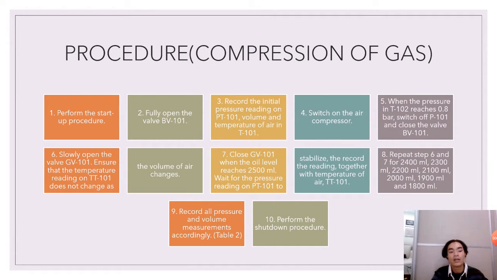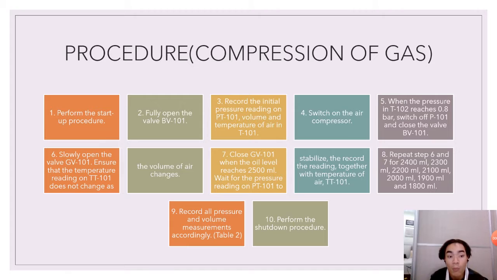Procedure. We have to perform the startup procedure. Then we have to fully open the valve BV101. We have to record the initial pressure. Next, we have to switch on the air compressor. Next, when the pressure in T102 reaches 0.8 bar, we have to switch off P101 and close BV101.